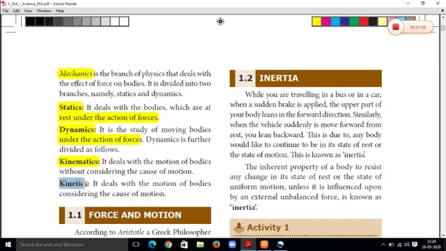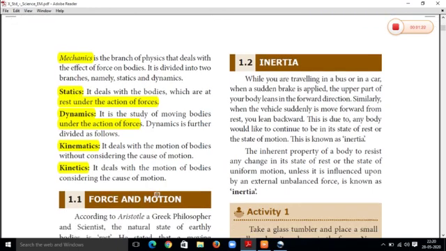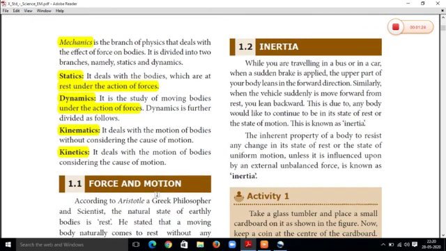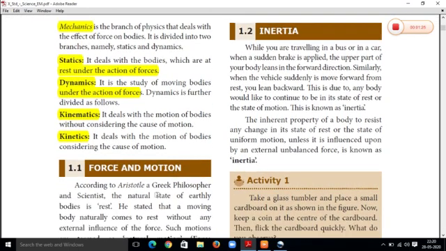Kinetics. What is kinetics? Motion of bodies considering the cause of motion. Here also, let us take the same example. Assume goats are moving. Motion of goats is considered in terms of velocity and acceleration. Here, the cause of motion is considered. Next topic, force and motion.